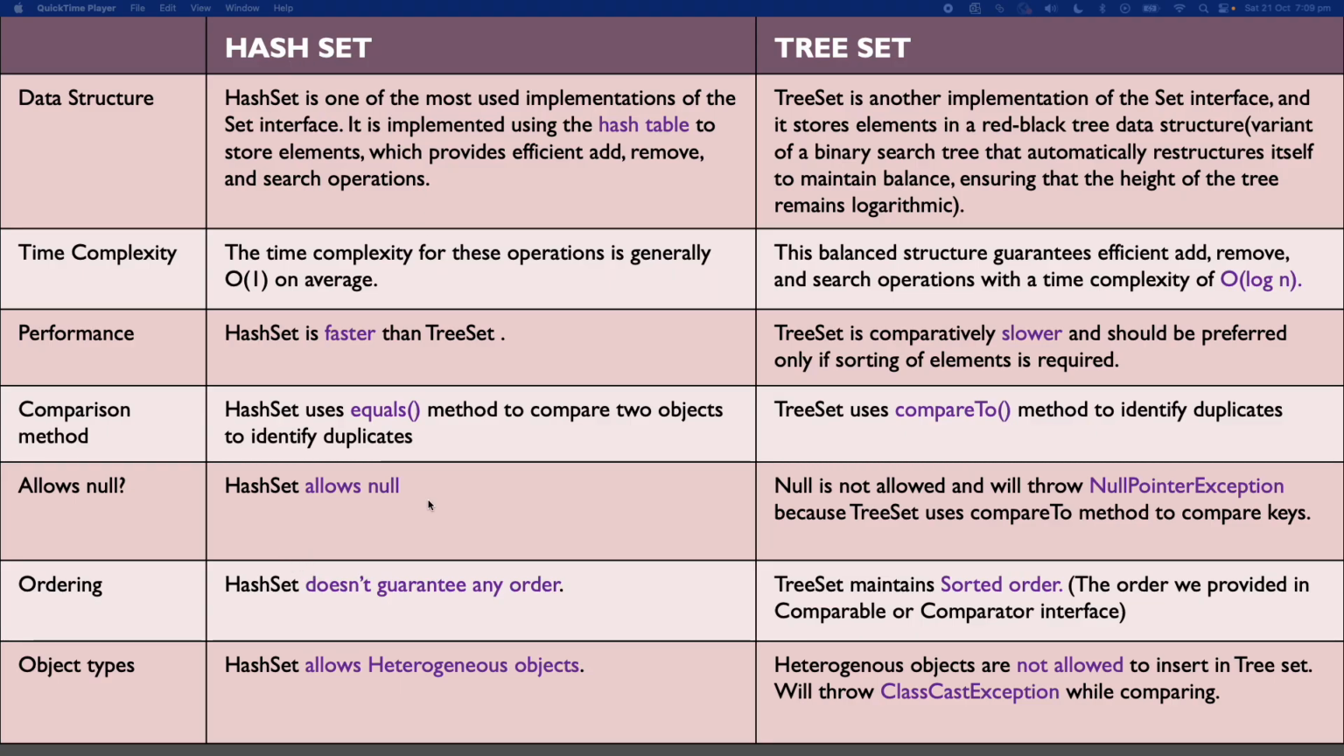HashSet will allow null values, whereas TreeSet won't. Why? Because TreeSet will throw a NullPointerException because it is using the compareTo method for its comparison. This compareTo method will throw a NullPointerException.